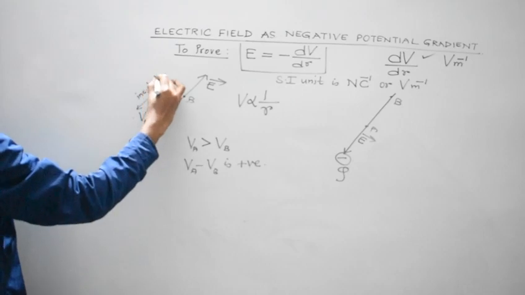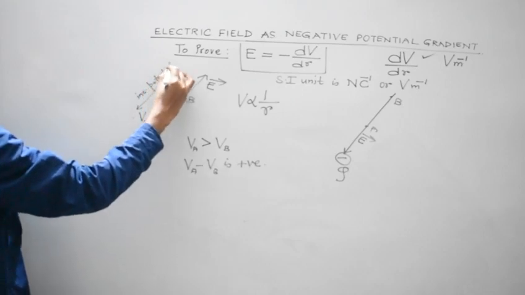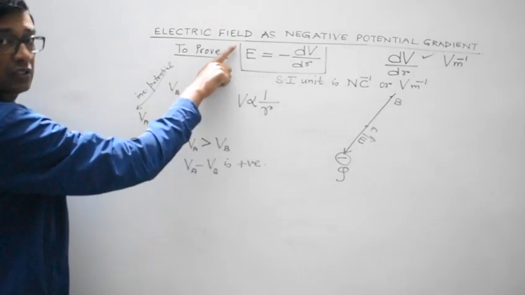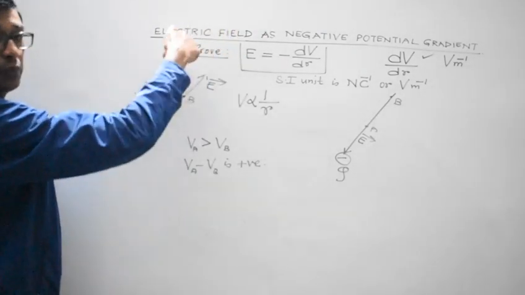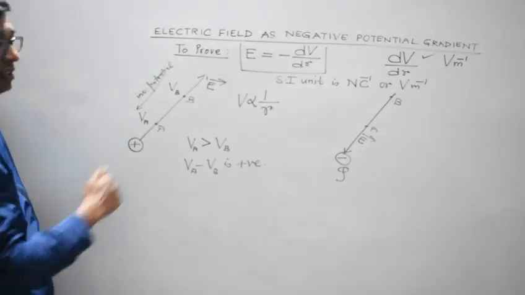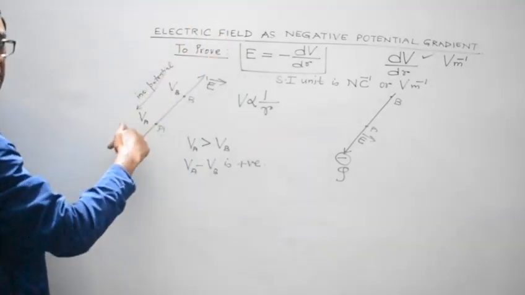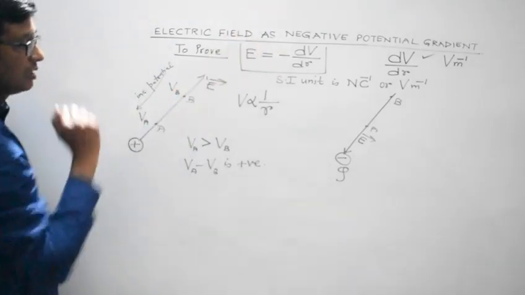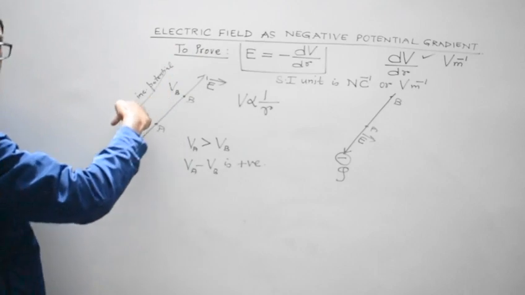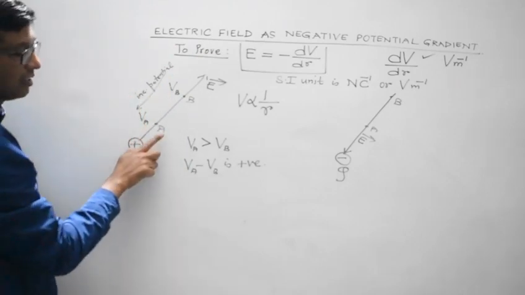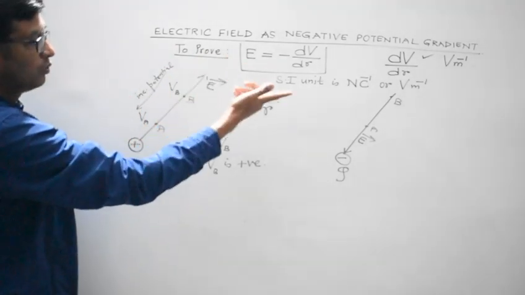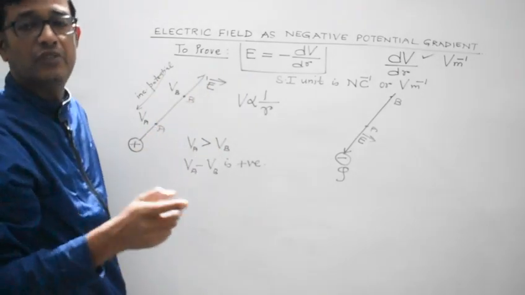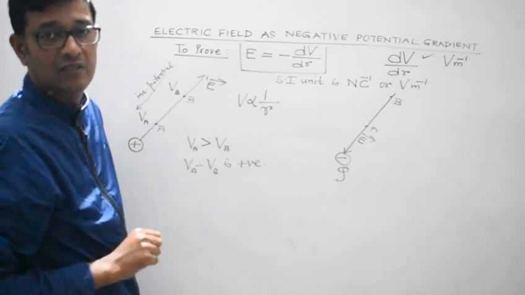Increasing potential. So you can well observe the direction of the electric field is opposite to which the value of potential increases. The value of potential increases along this direction. The electric field is in the opposite direction. Or in other words, this is the increasing potential direction, so this is the decreasing potential direction. So in other words, the electric field is always directed along the direction in which the value of potential decreases.